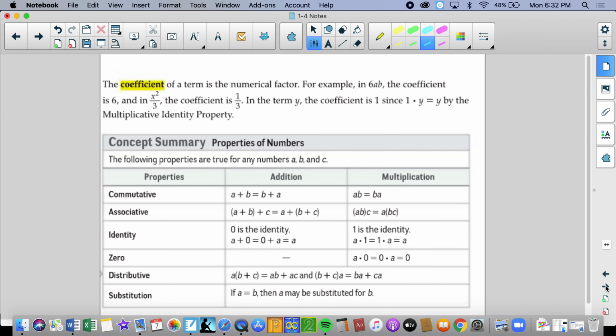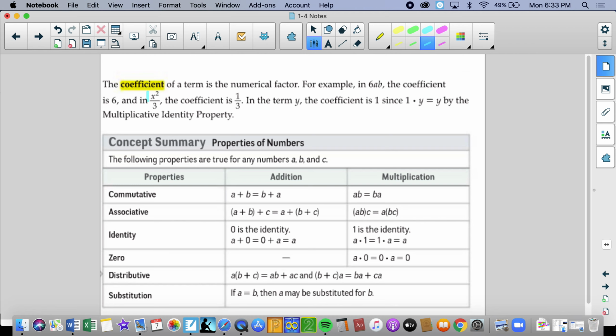So the coefficient, we talked about coefficients. That's the number in front of a variable. So 6ab, the coefficient is 6. Look at x squared over 3. The coefficient is 1/3 because what's in front of x squared in the numerator? A 1. There's an invisible 1 right there, so that's why it's 1/3. In the term y, the coefficient is 1, because 1 times y is y.